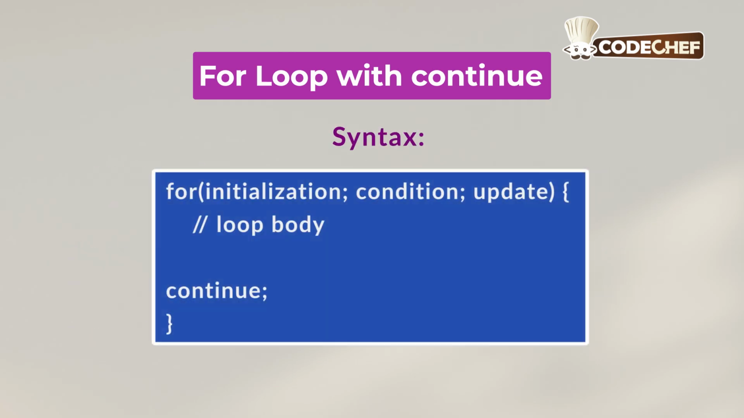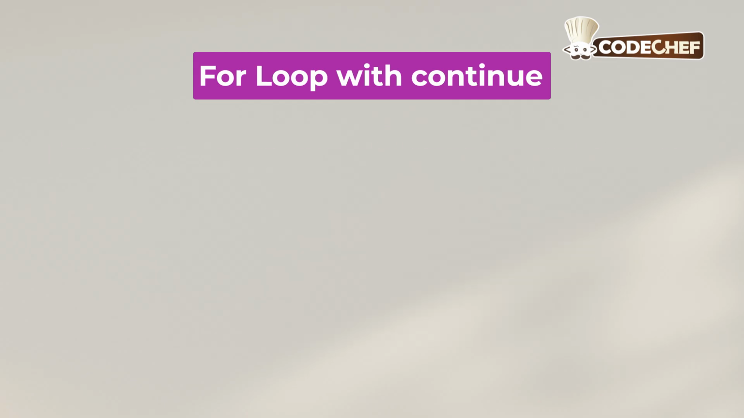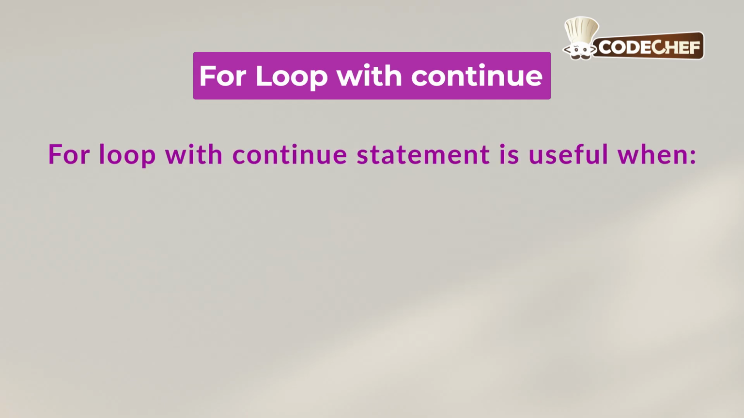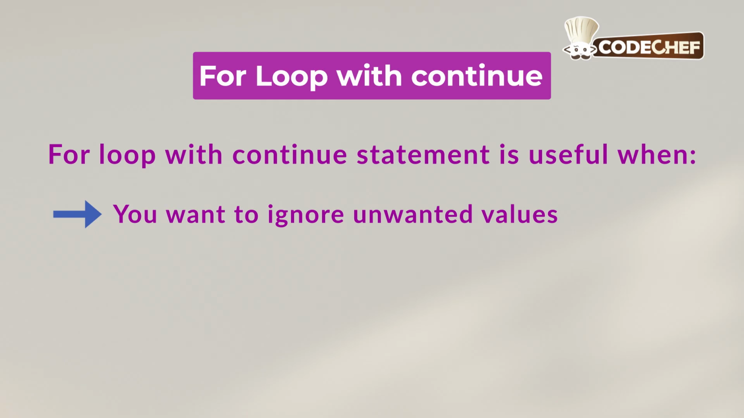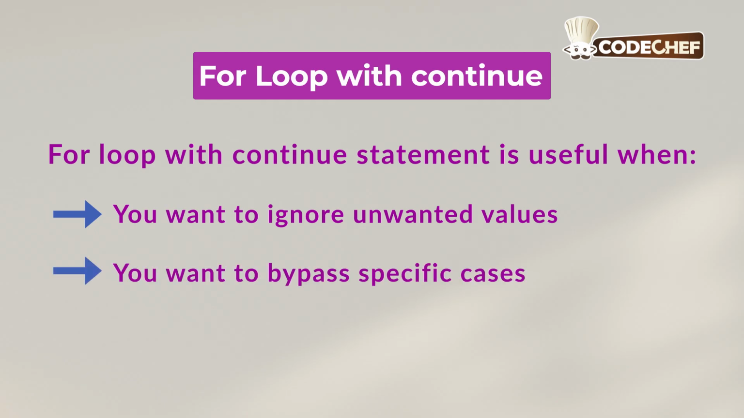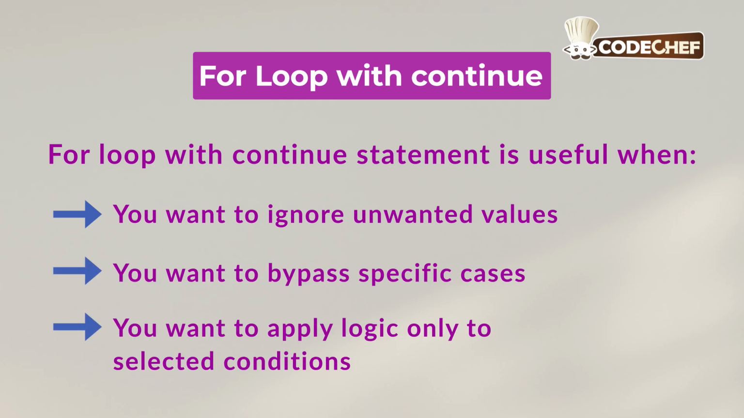Coming to the syntax, for, then in brackets initialization, condition, update. If this condition is true, then the compiler will get inside the curly brace. Inside the curly brace, it will find the piece of code which will be executed if the for loop condition is true, and then the continue semicolon statement and bracket close. We use a for loop with a continue statement when we want to ignore unwanted values, to bypass specific cases, or to apply logic only to selected conditions.